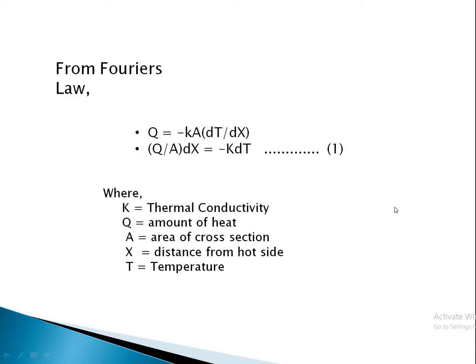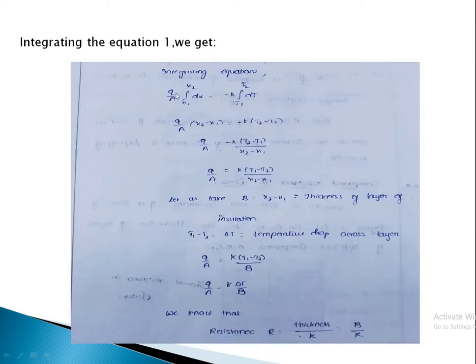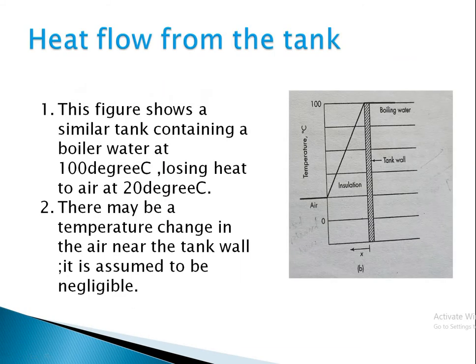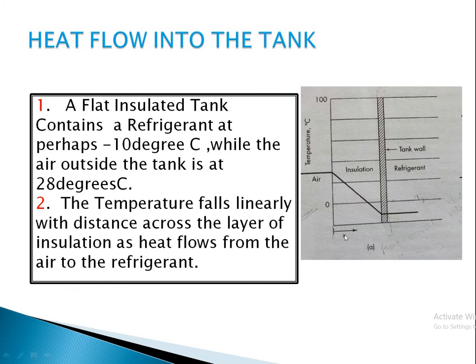Let us see how to derive that. Integrating equation 1, which is Q by A into the integral x1 to x2 dx equals minus K into the integral t1 to t2 dt, where t1 and t2 are the temperatures and x1 and x2 are the distances. Let us see where x1, x2, t1, t2 are present here. This is x1 and this is x2, and the temperature here is t1 and the temperature here is t2.